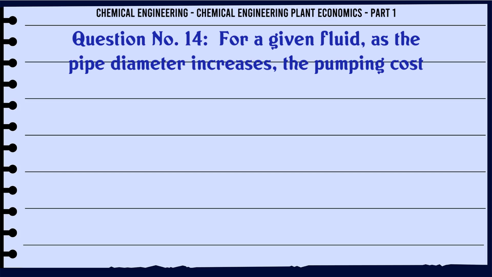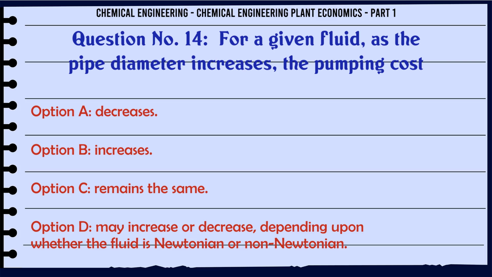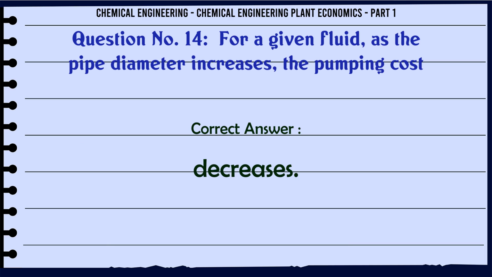For a given fluid, as the pipe diameter increases, the pumping cost A. decreases, B. increases, C. remains the same, D. may increase or decrease depending upon whether the fluid is Newtonian or non-Newtonian. The correct answer is decreases.